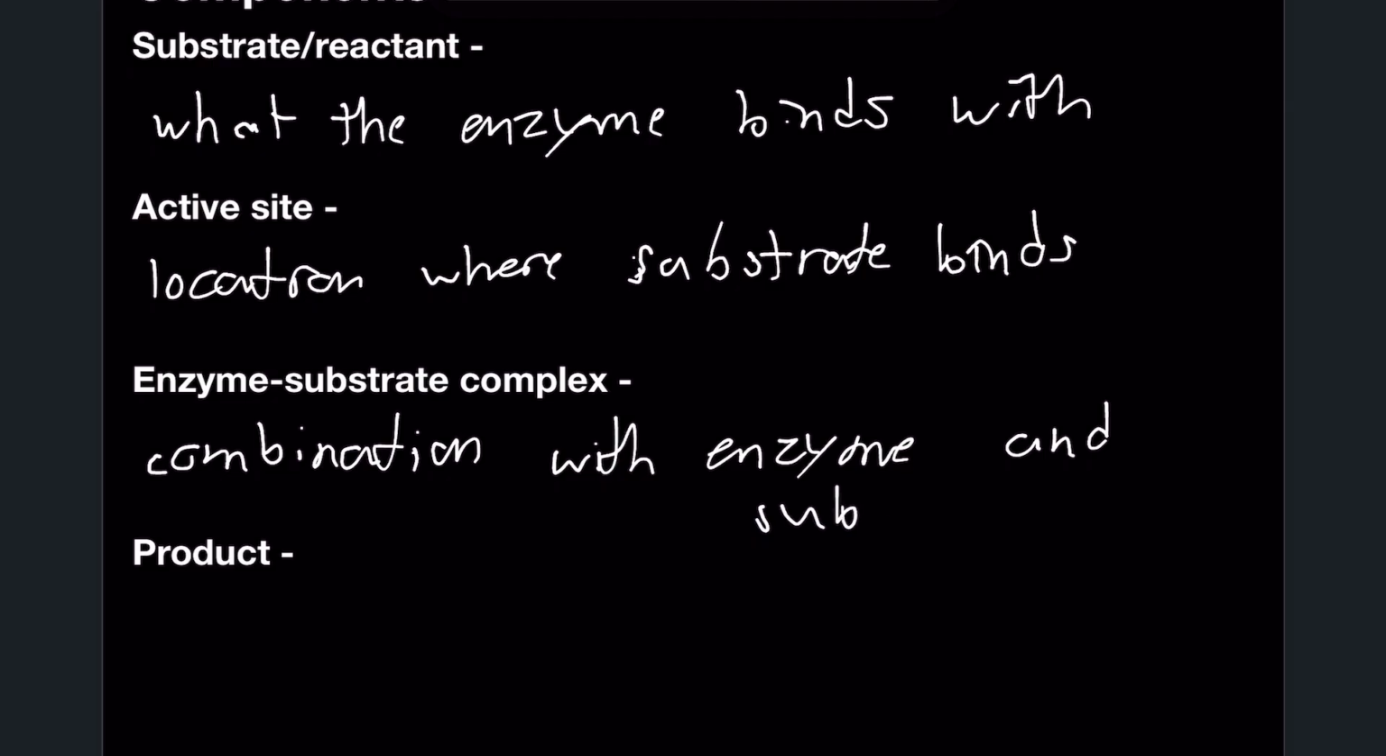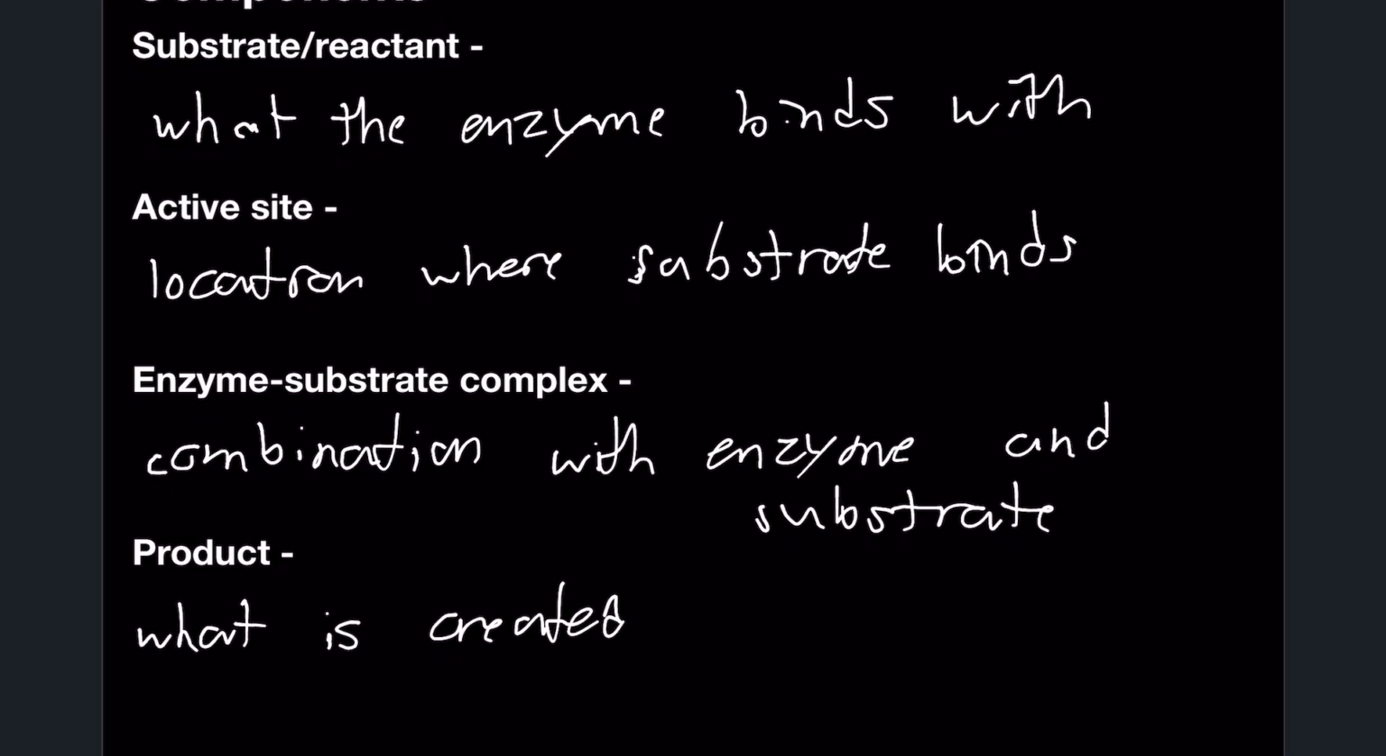And then the final thing we get is the product, which is exactly what it sounds like, and that is what is created. So you have the substrate, it comes in, it binds to the active site to form the enzyme-substrate complex, and then the enzyme spits out the product. So it could either be two substrates that are put together into one larger substrate, or one larger substrate digested into two or more various products.